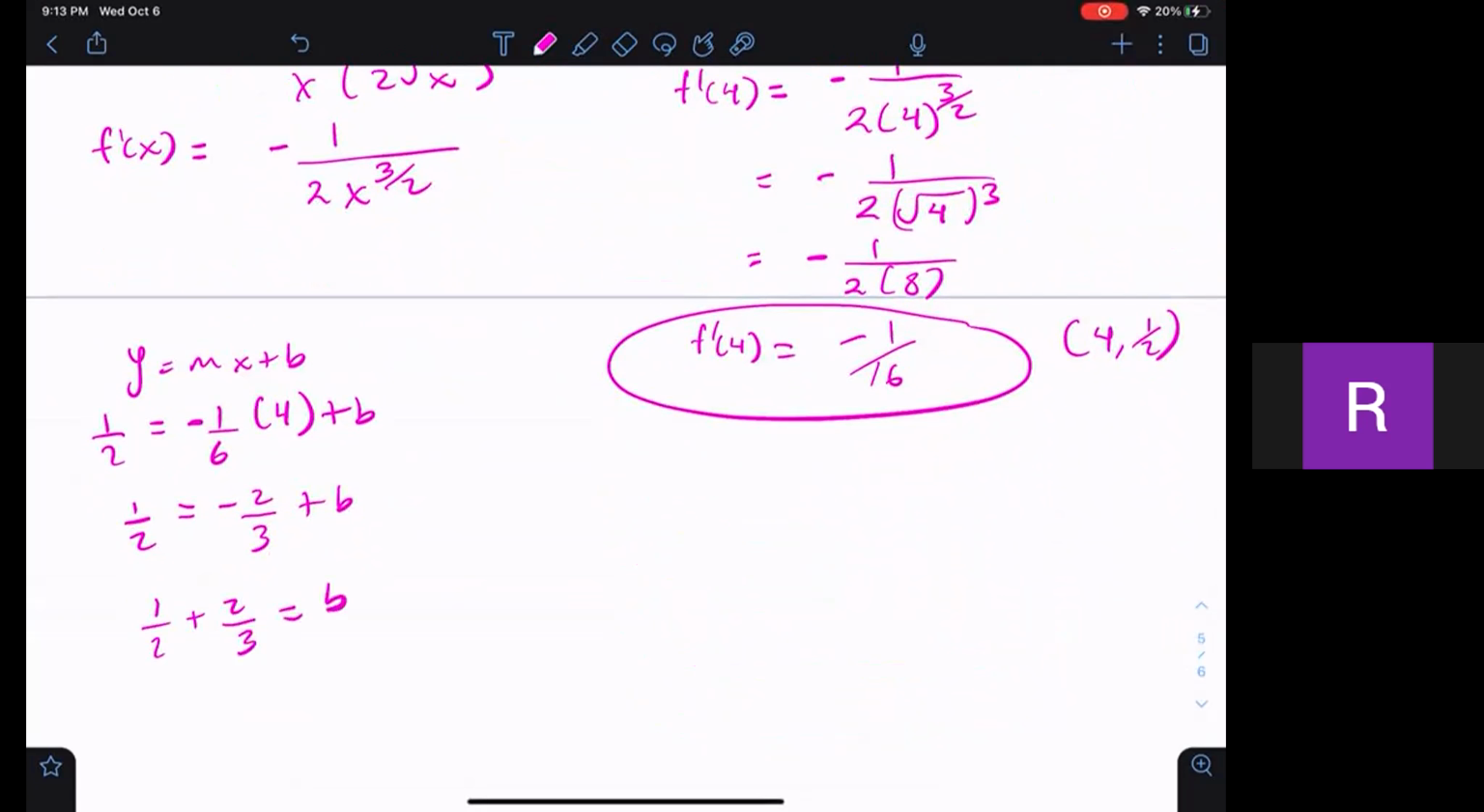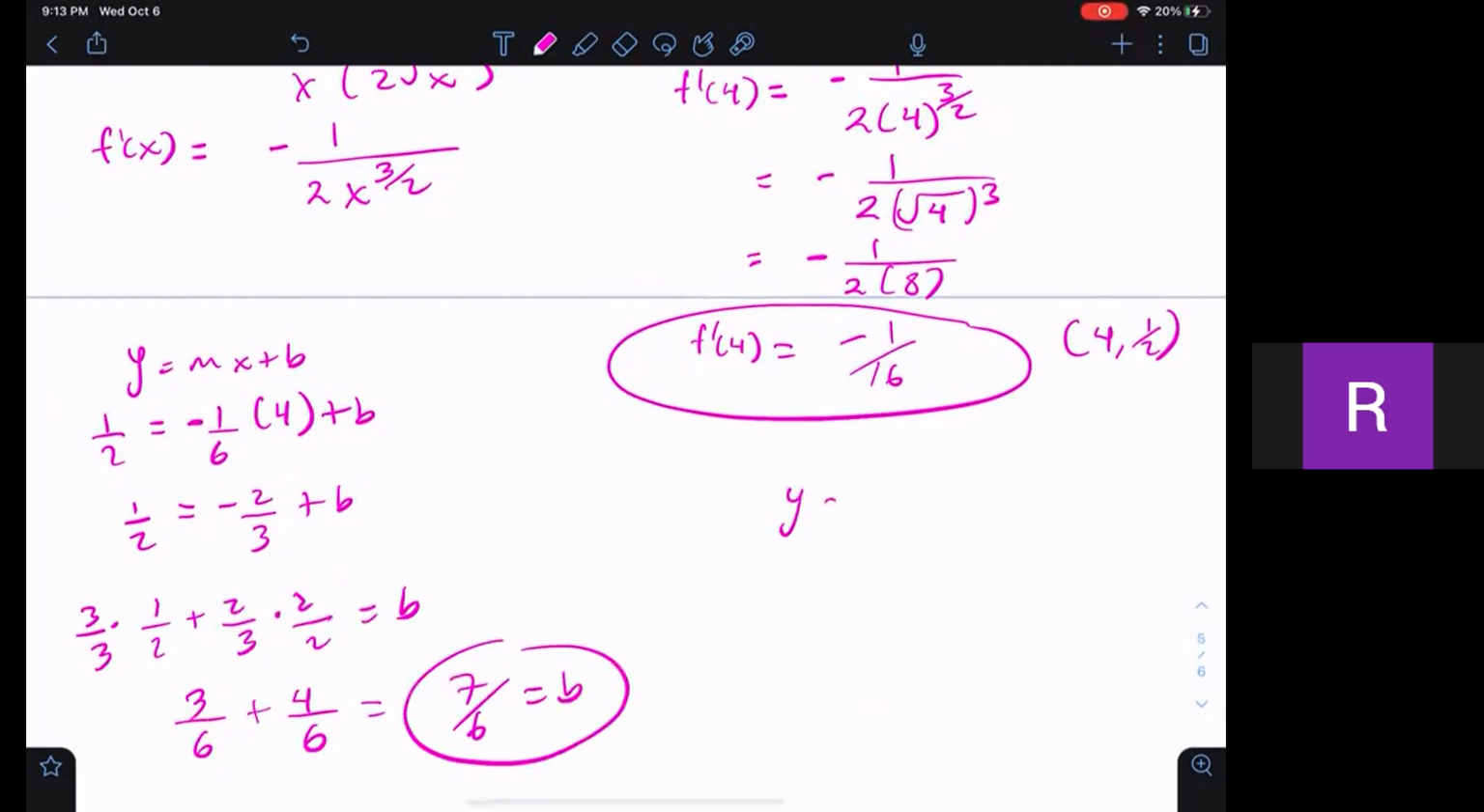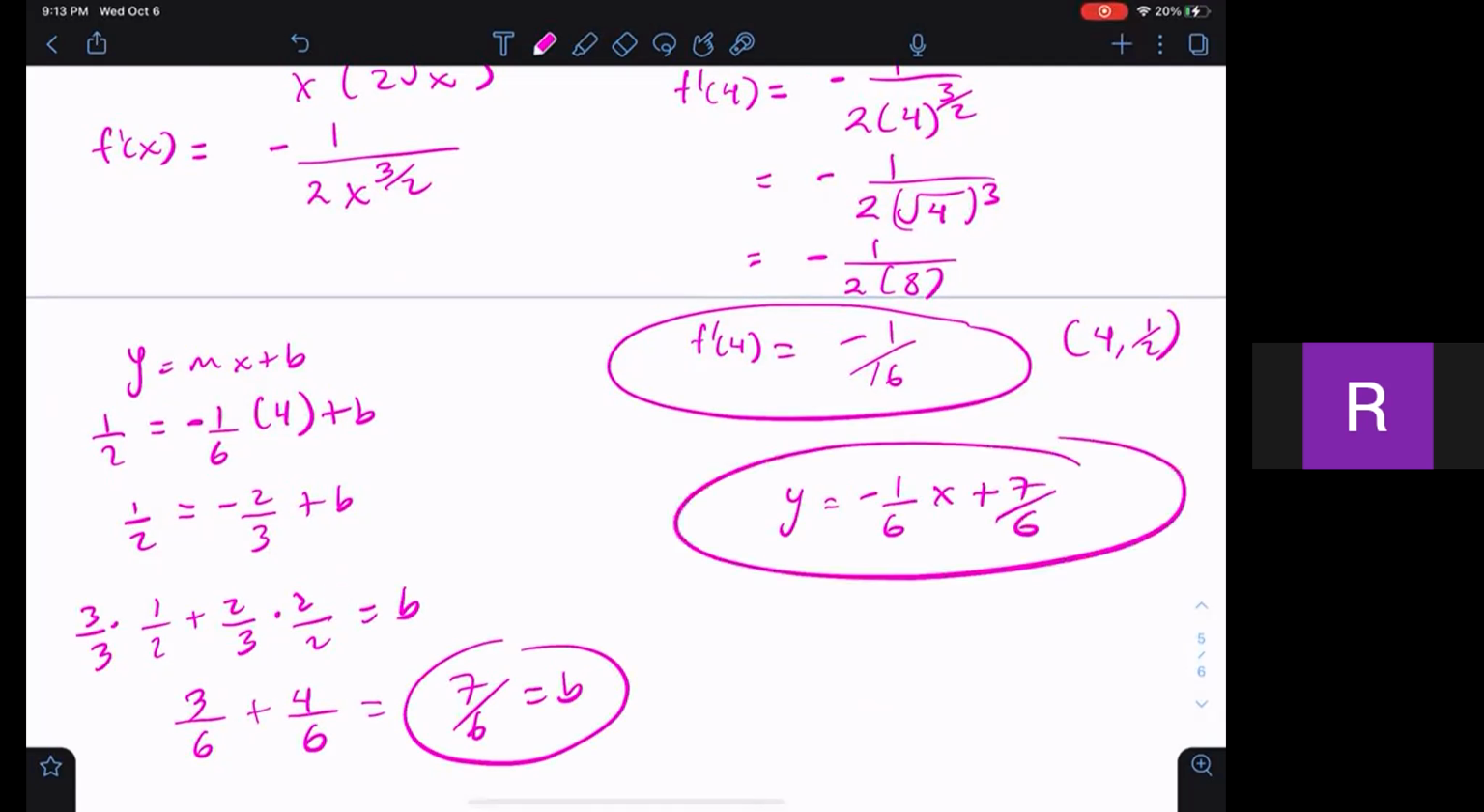So this is not a big deal. This is just 6, and then this is going to be 3 plus 4, right? Because if you find a common denominator here, you multiply by 3, and here we multiply by 2, right? So this is 3/6 plus 4/6 equals 7/6, and that's b, right? So y equals the slope times x plus 7/6. So that's the equation of the tangent line at x equals 4, right?